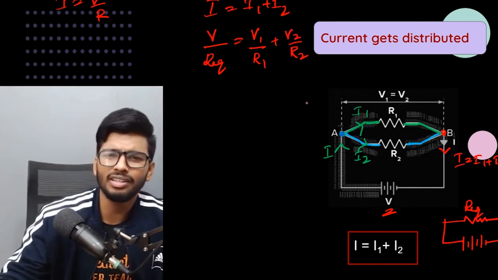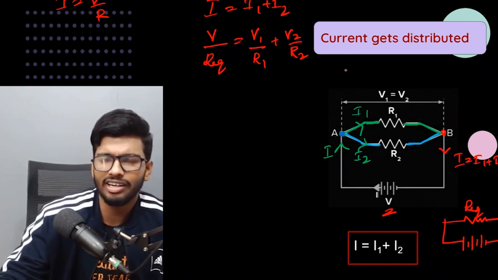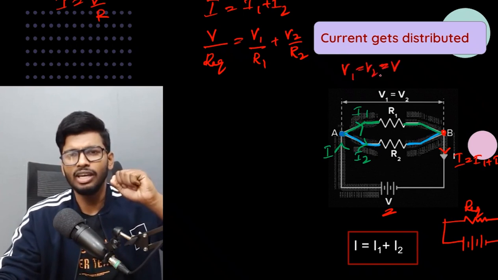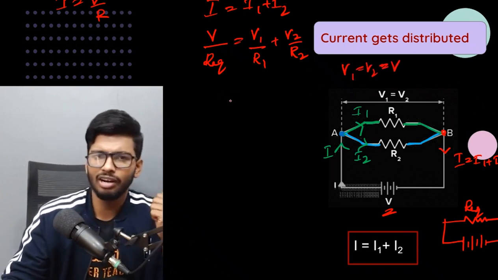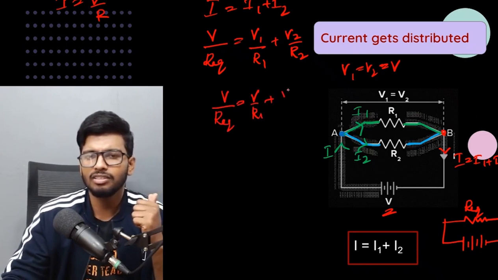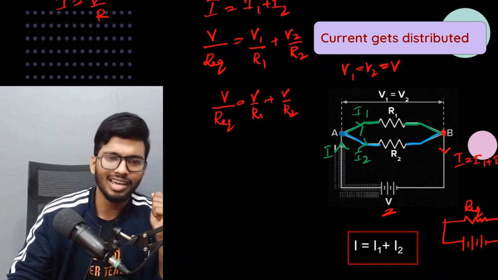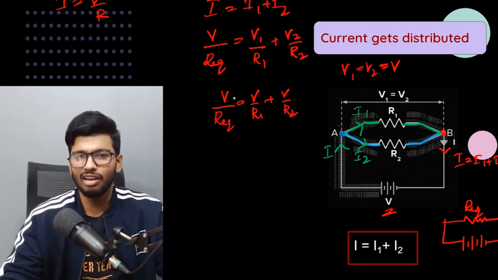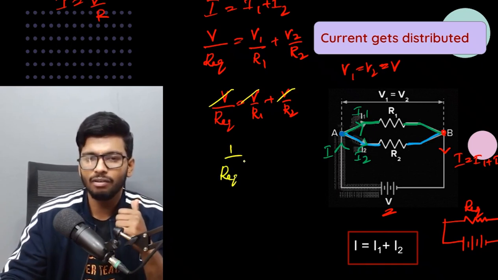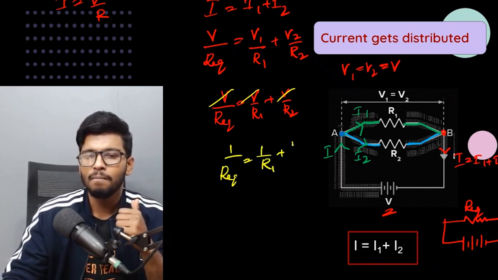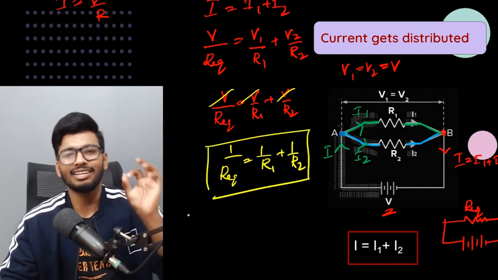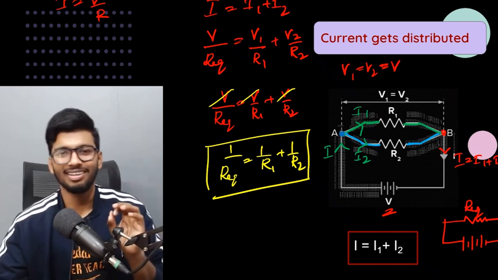Now we already know, according to what we just learned, that here the potential difference remains the same. So V1 is equal to V2, which is equal to V. So in place of V1 and V2, I can substitute V. So we have V by R equivalent is equal to V by R1 plus V by R2. Now once again, people, the V gets cancelled on the left hand side and the right hand side. So what are you left with? 1 by R equivalent is equal to 1 by R1 plus 1 by R2. This is the formula to calculate the equivalent resistance in parallel connection.